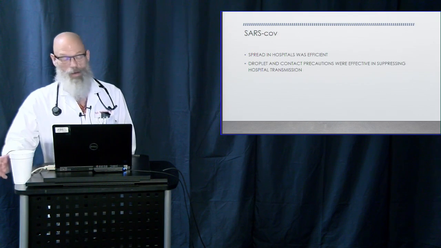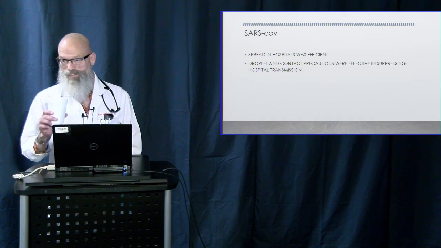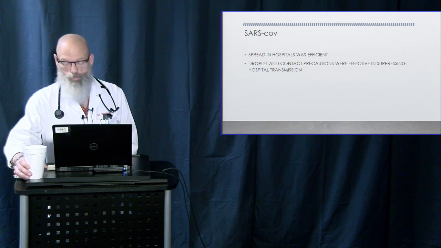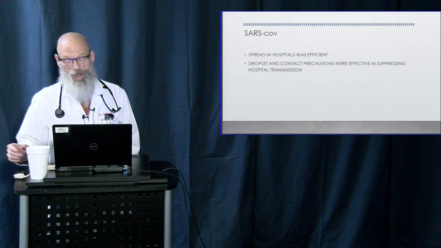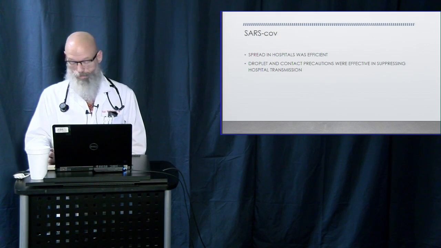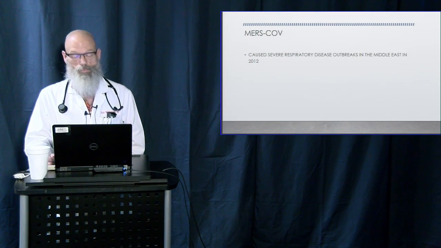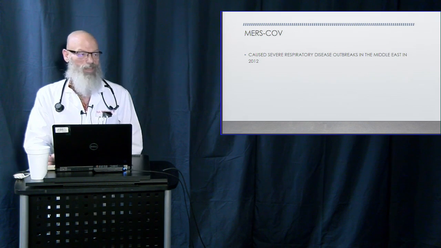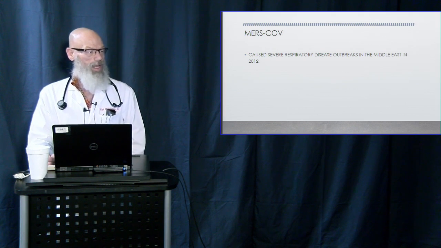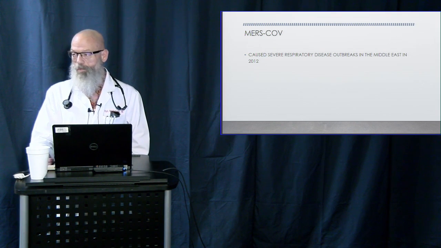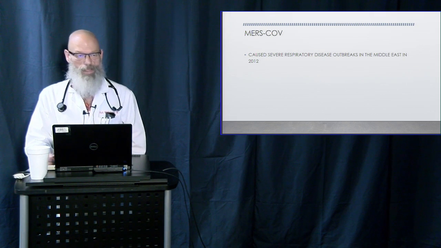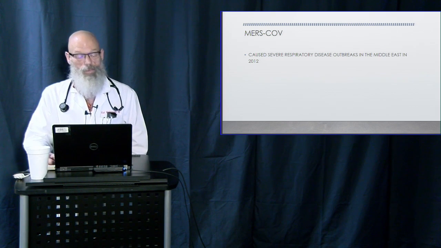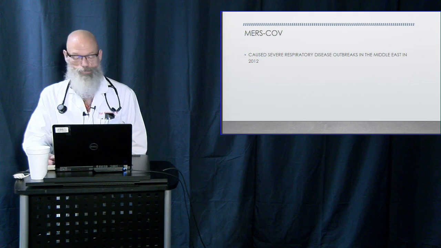Unfortunately, in the original outbreak, spread in hospitals was described as efficient. Luckily, when the hospitals implemented droplet and contact precautions, they were effective in suppressing transmission within the hospitals. You really can't do a talk like this without at least mentioning the MERS coronavirus. I'm not going to say anything else about it other than it was short-lived. The overall global impact was less, even though the mortality was higher. The mortality for this particular illness was about 30%.